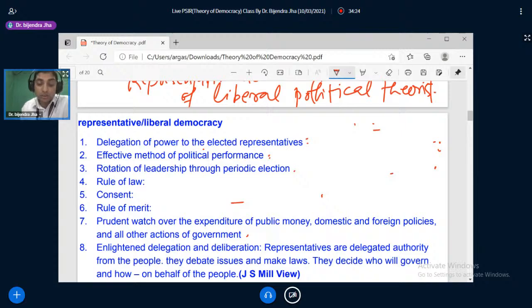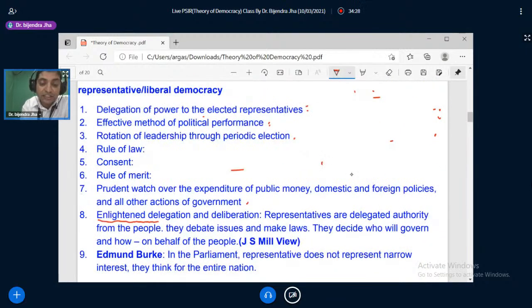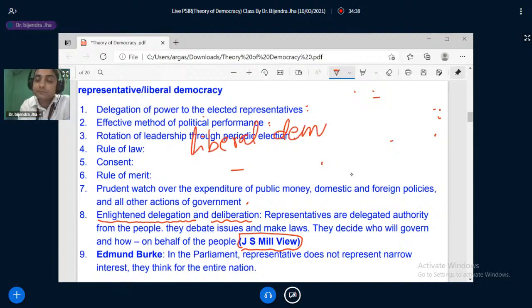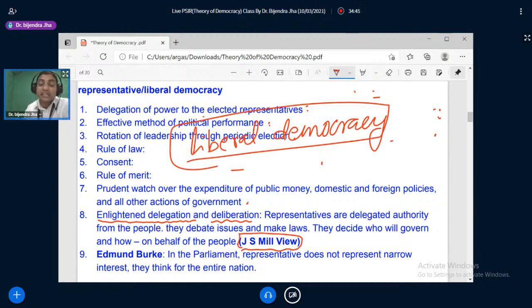Now you see the eighth point. It is an enlightened delegation and deliberation. That is JS Mill's view. JS Mill says that liberal democracy, that is, representative democracy, is an enlightened delegation, right? Those to whom you delegate are logical, they are rational, right? And the representatives are your delegated authority from the people. The people delegate power to the representatives. When we vote, we give our power to rule over ourselves to our representatives, right?